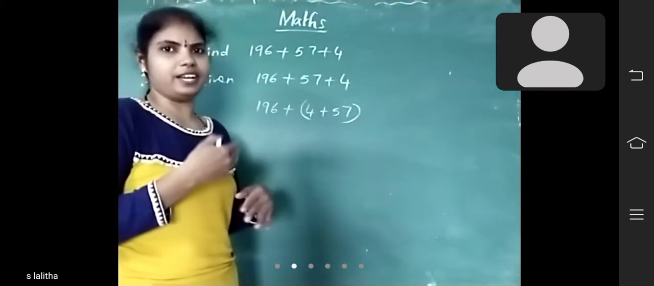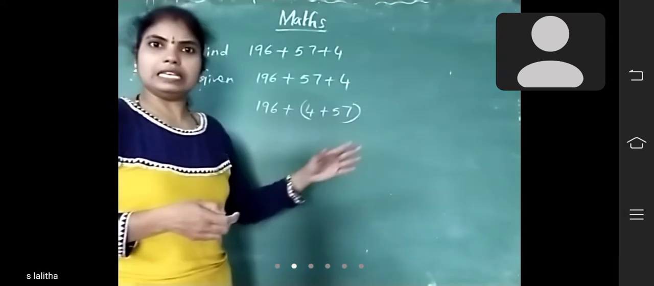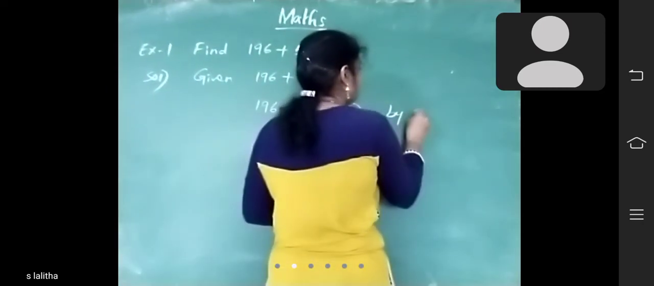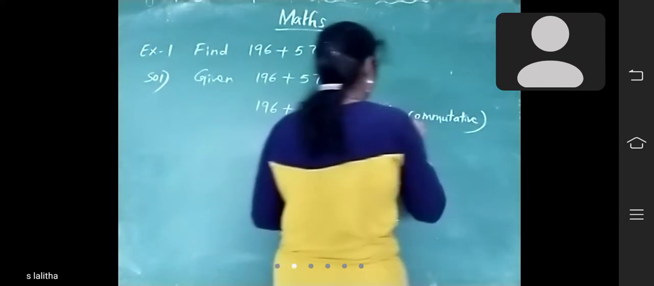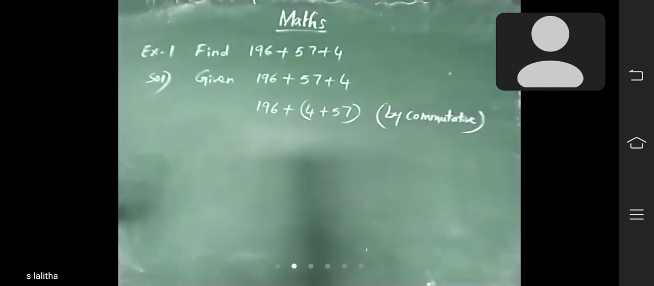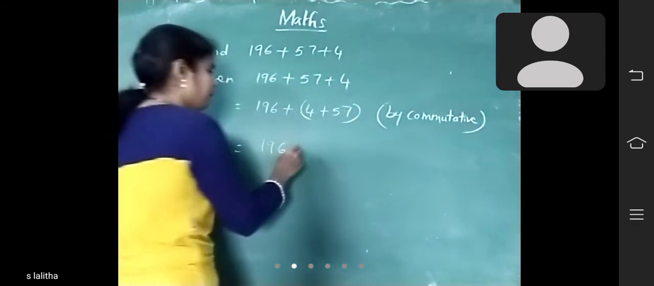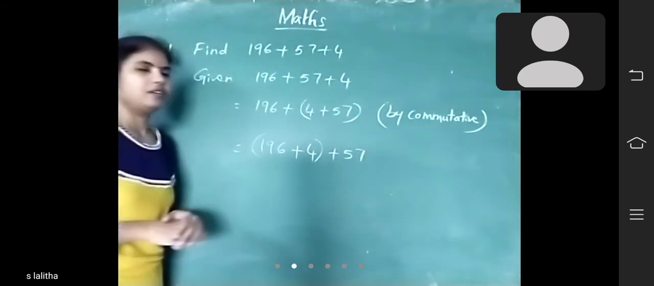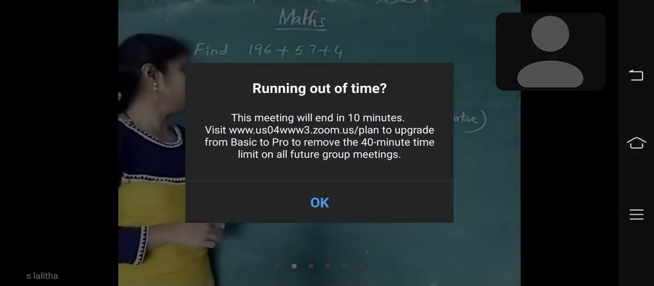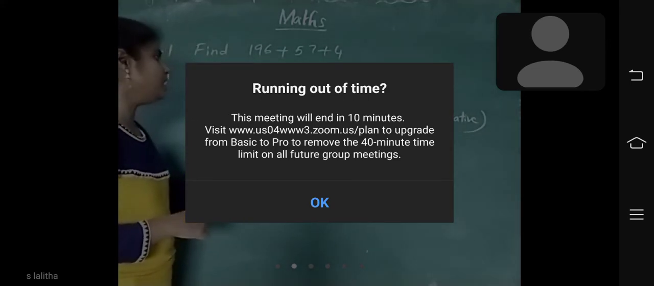By commutative. Commutative means you can reverse the order. See here, 57 plus 4, I can write here 4 plus 57. This is by the commutative property you have to use here. Okay. Next, I am writing here 196 plus 4 plus 57. I reversed this order.